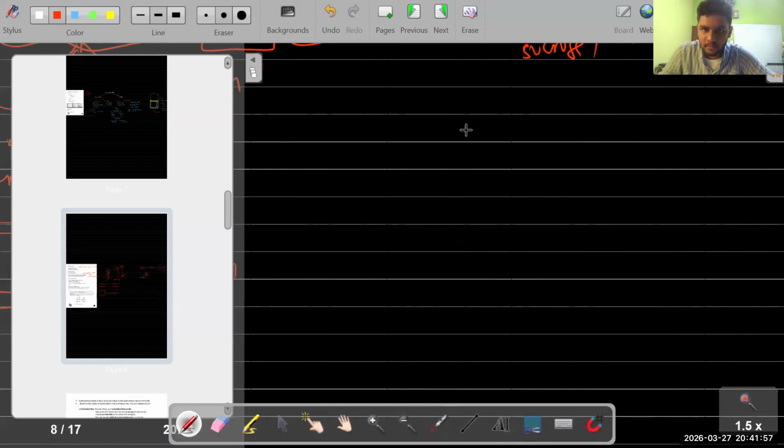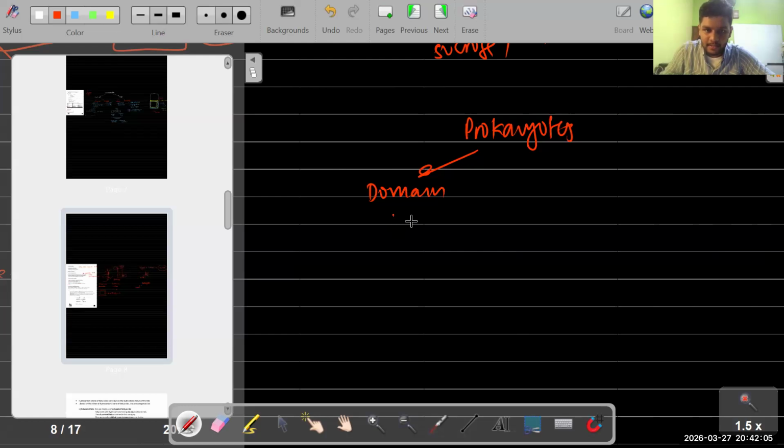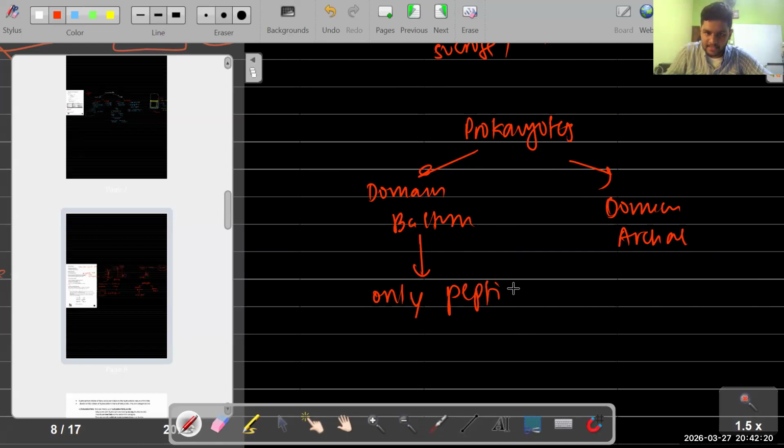Let's see. Prokaryotes are divided into two: domain bacteria and domain archaea. Here, only domain bacteria contains peptidoglycan in their cell wall. Domain archaea don't contain peptidoglycan. They contain other components like polysaccharides and proteins. Only domain bacteria, or bacterial species, contain peptidoglycan in the cell wall. Is that clear?